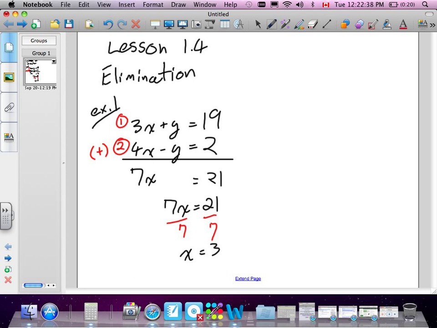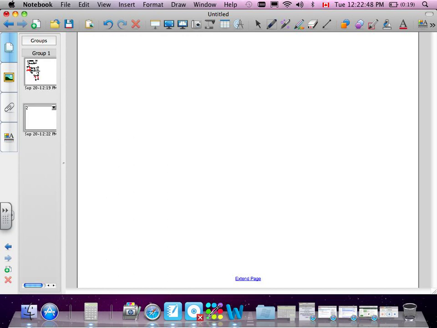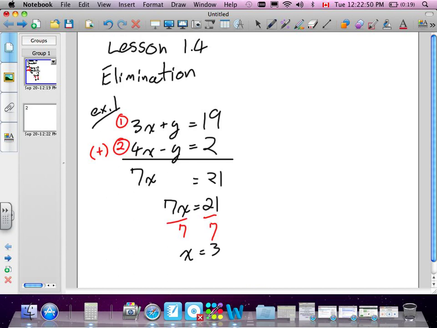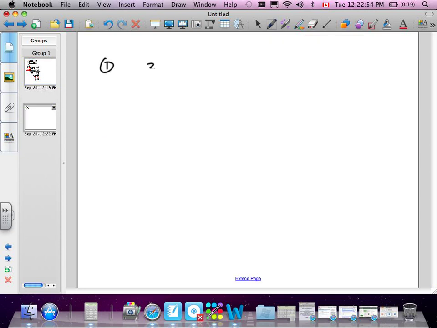Okay. Now, if I like, I could substitute 3 back in. But what I'm going to do is show you how to use elimination to eliminate the x's and solve for the y now. So we're going to use the same equations. We'll go to another page. 3x plus y, 19. Can you read me the other one? Do you know what it was? Oh, yeah, 4x minus y.